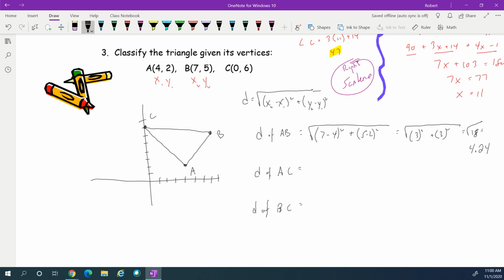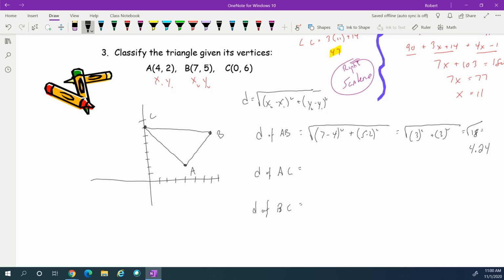So, should I go to the tenths, hundredths, thousandths? I don't know. I could leave it as square root 18. Again, what we're trying to figure out here is, are they the same or different? That's all we really need to know. Are they the same or different? So we can classify the triangle. So it's not really a rule, go to the tenths or the hundredths. It's go to the point where you can tell whether they're the same or different.